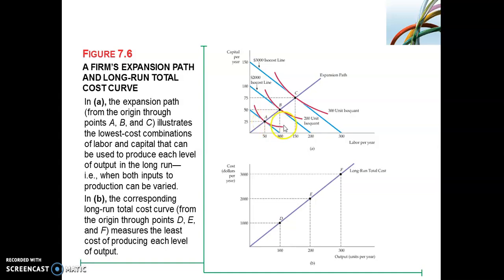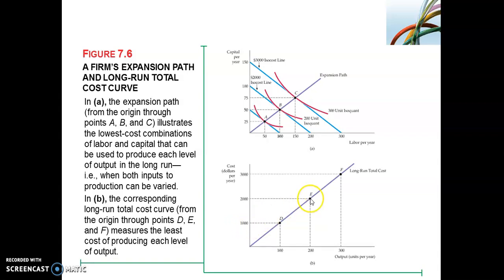That was where the point of tangency occurred, and we had an output of 100 units. And the lowest cost combination of the inputs were given by 25 and 50 units of capital and labor respectively, and that came at a cost of $1,000, as we can see here by our coordinate on our vertical intercept.